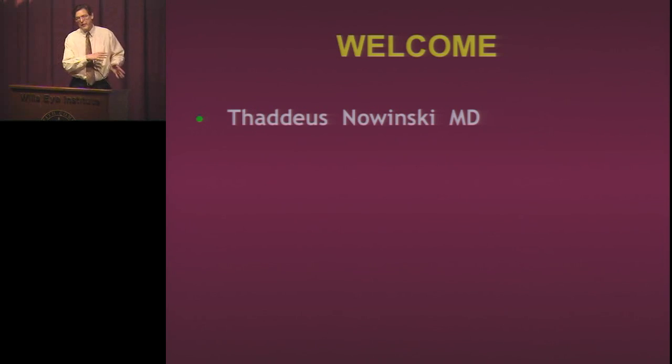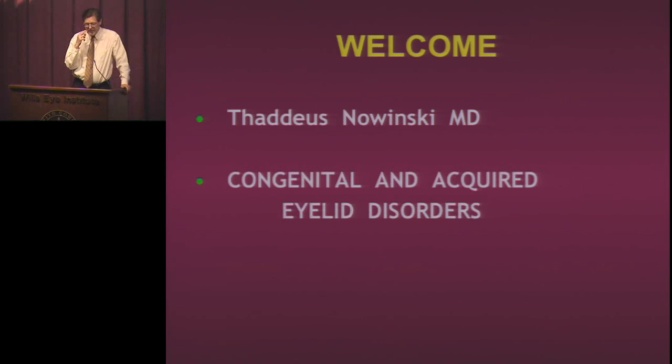So a lot of the stuff here, most of it's in your book. It's more to show you examples and emphasize some things. There's going to be three parts this morning. The first part is going to talk a little bit about congenital and acquired eyelid disorders. Not so much ptosis or entropion or things like that, unless it's congenital.